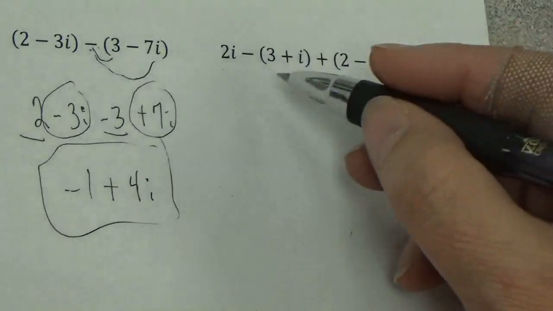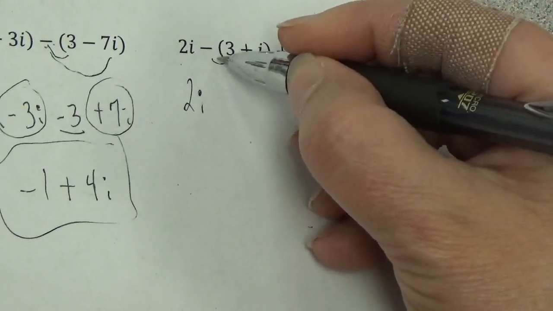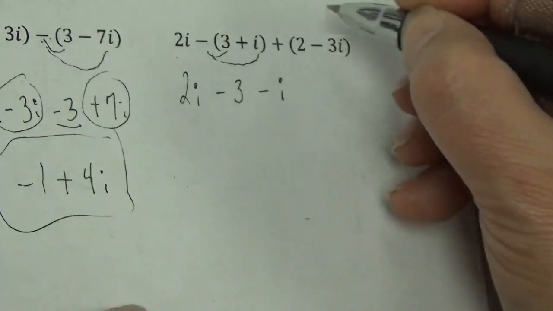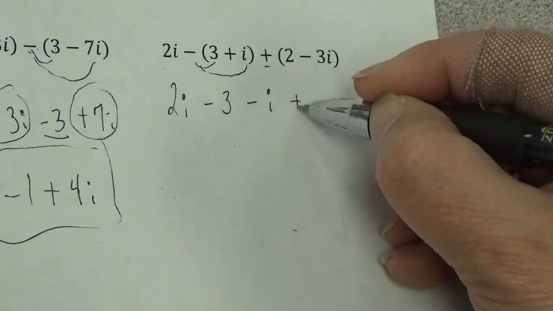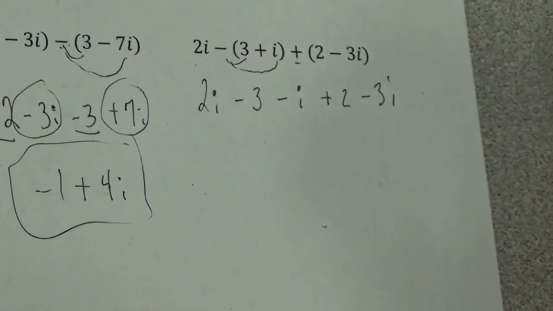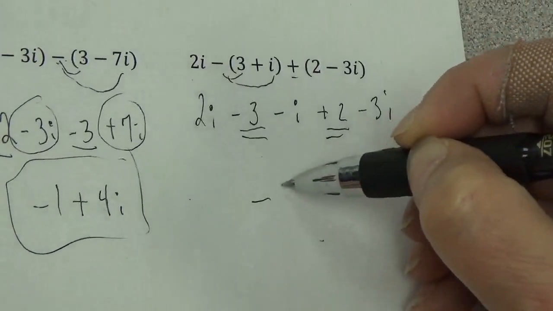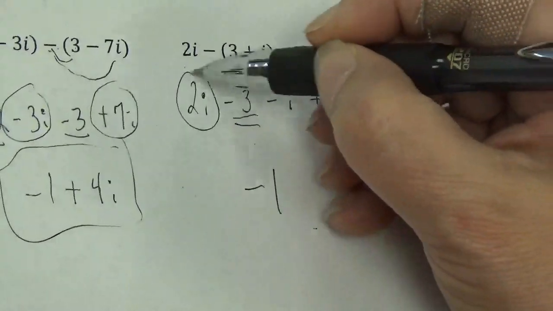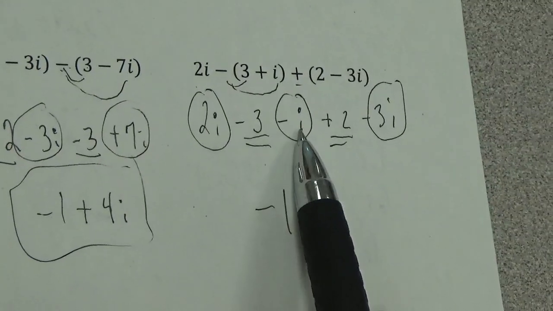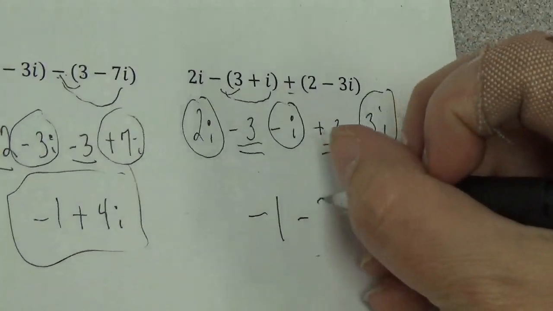Last example. I have lots of things to put together here. This stays just like it is. Here I have to distribute the negatives, so -3 minus i. And then here it's plus, so those all stay the same. And then I'm going to put this in standard form, so I'm going to do my real numbers first. -3 and +2 is -1. And then 2i, -i, and -3i. 2i subtract i is 1i, and 1i subtract 3i is -2i.